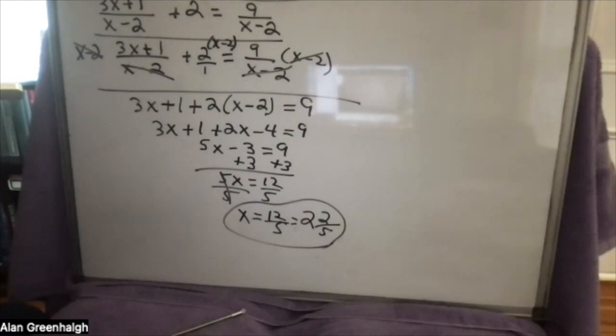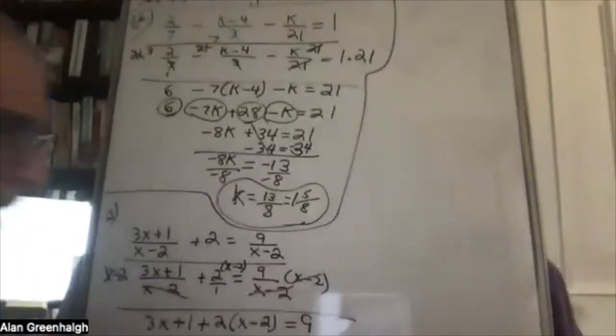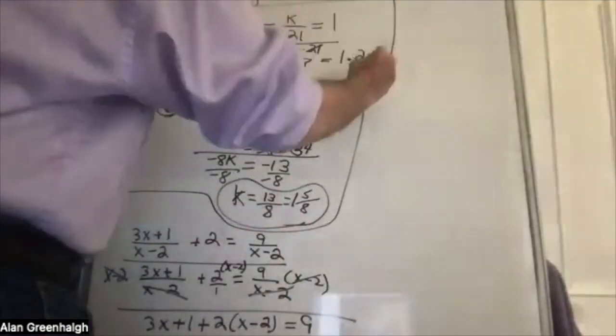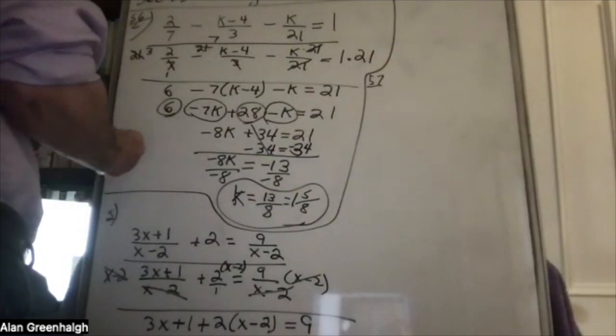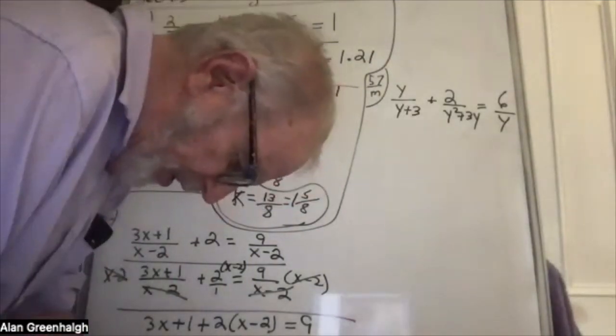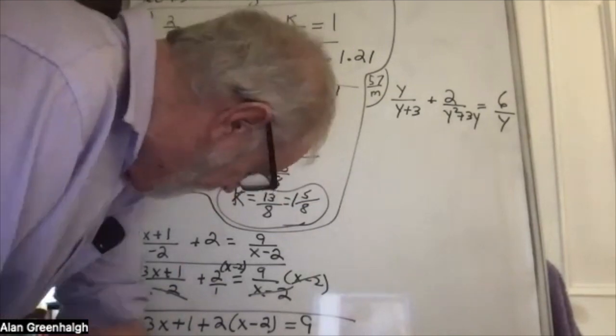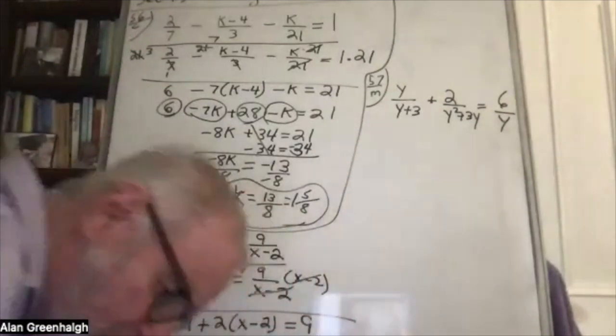Okay. Now we're ready to tackle some more difficult type problems. So let's go on now to page 57. And let me go back up here and see if I can fit this in. Page 57, problem M. I'm going to let you try it. It's a little more complicated, so I'm going to let you go and try it on your own.